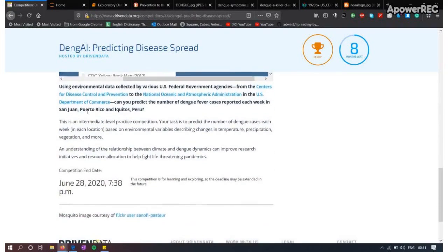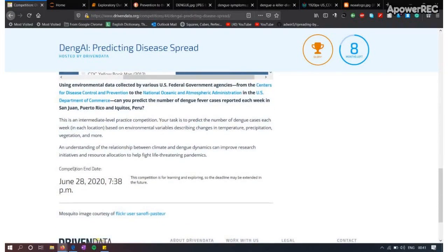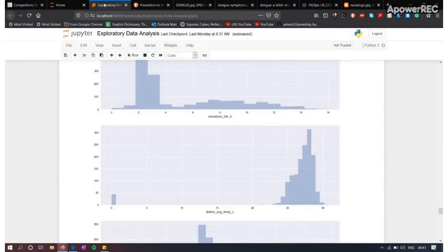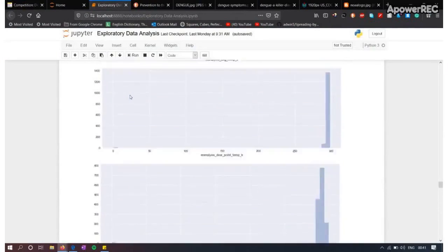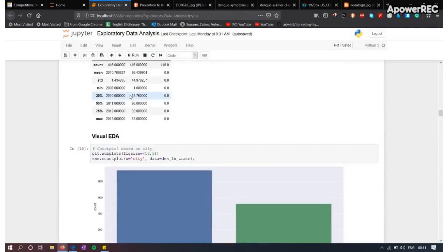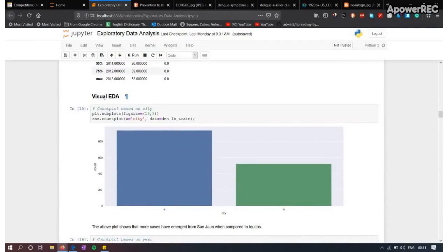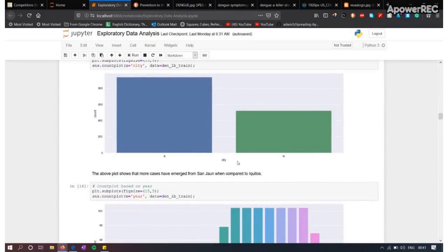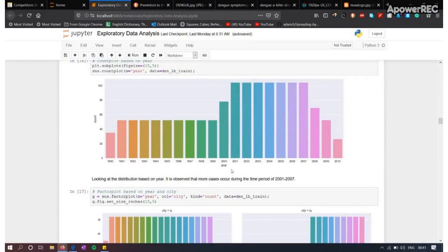Our dataset had been provided from Driven Data, which had 1457 training samples and 417 testing samples. We imported the data and performed elementary data analysis, that is EDA, using head, info, and describe functions. Then we moved on to the visual EDA. We plotted the number of cases in San Juan versus Iquitos. We plotted the cases versus year to understand the data distribution.